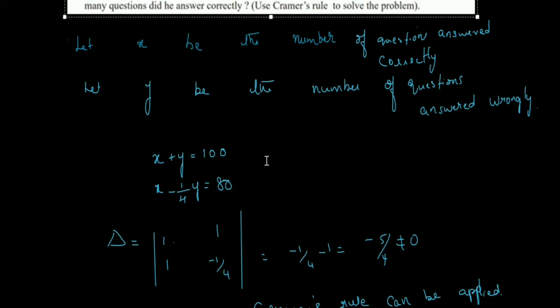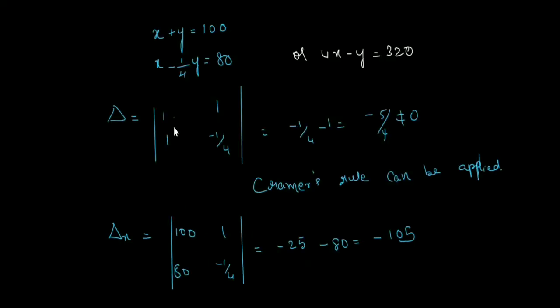So we're going to use Cramer's rule. To use Cramer's rule, we need delta. What is delta here? The coefficients of x and y. So it is 1, 1. Second equation: 1 and minus 1/4. You can also write it as 4x minus y is equal to 320, or you can write it as it is. So delta is 1, 1, 1, minus 1/4.